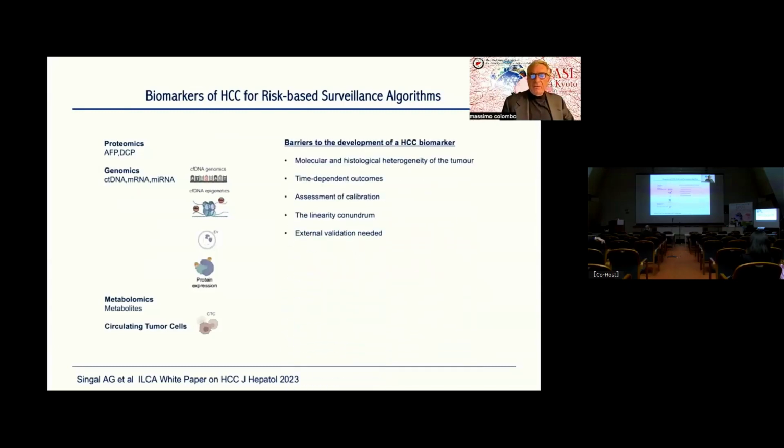Unfortunately, there are barriers to the development of HCC markers, mainly due to the molecular and histological heterogeneity of the tumor. But there are also methodological flaws, like the fact that the outcomes in liver cancer are time-dependent, and that there is no linearity in the behavior of cancer, whereas biomarkers follow the rules of linearity. We need calibration, and in the end, for the sake of translational medicine, we need external validation, bringing to the West what has been developed in the East.